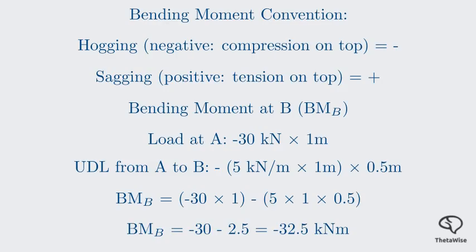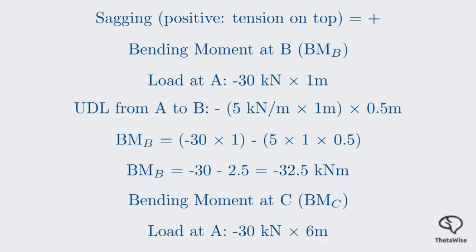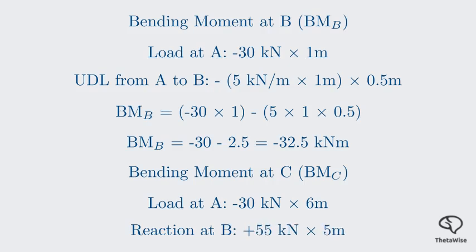Now let's calculate the bending moment at point C, which is at 6 meters from the left end. Again, we'll consider the forces to the left of C. First, the 30 kilonewton load at A. It's 6 meters away from C and causes hogging. Its moment is negative 30 times 6. Second, the reaction force RB at point B. It's 5 meters away from C. Since it's an upward force, it tends to cause sagging, so its moment is positive. That's positive 55 times 5.